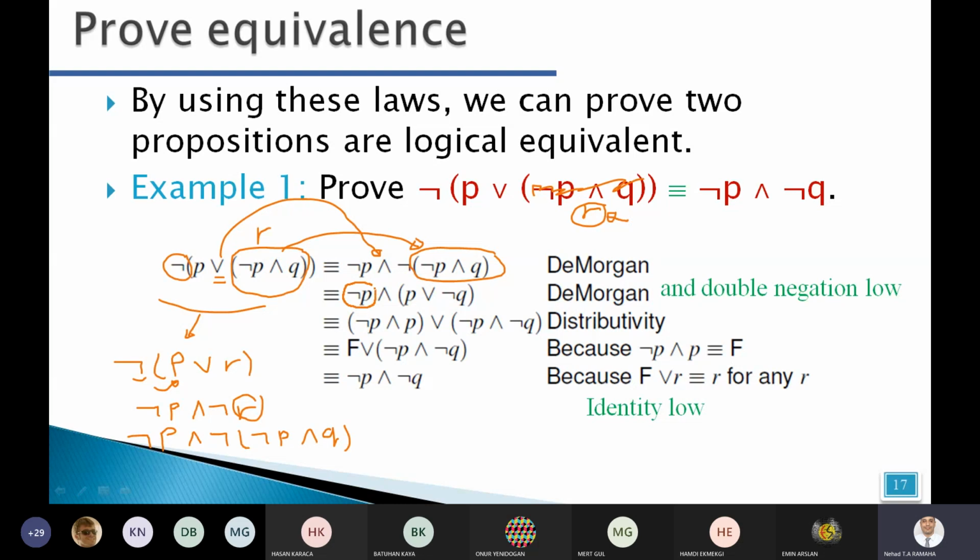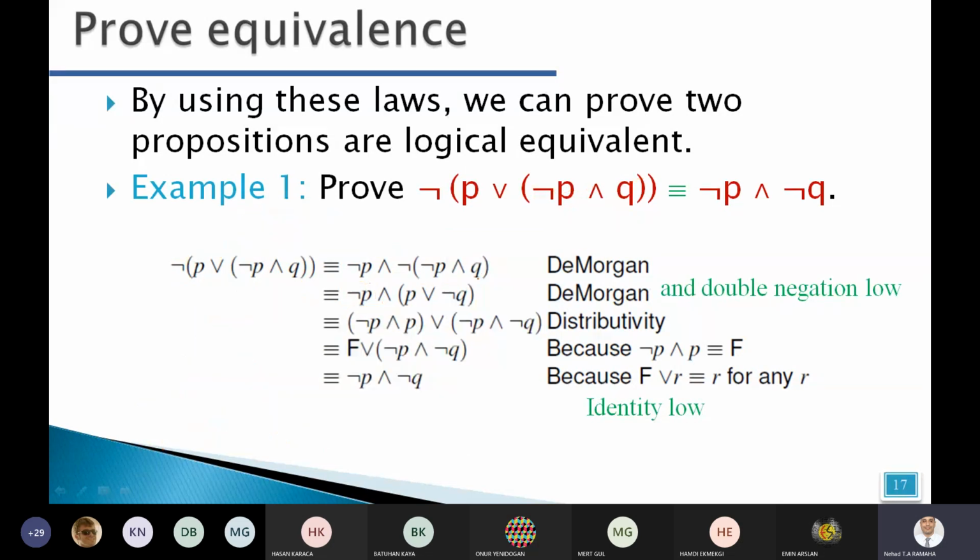Now ignore this not P. We have this side and we have parentheses here with or. So we can use De Morgan's law, and we can use the double negation law for this one. Sorry, I went to the next step directly. I am speaking about this one. Okay, we have first not. So we want to distribute it inside using De Morgan's law.